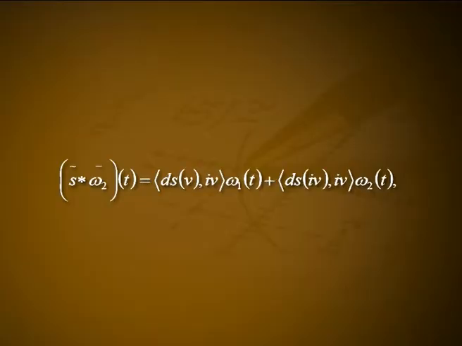Similarly, S tilde star omega 2 bar of t is equal to the inner product dsv comma iv omega 1 t plus the inner product ds iv comma iv omega 2 t, thus completing the proof for statement 2.